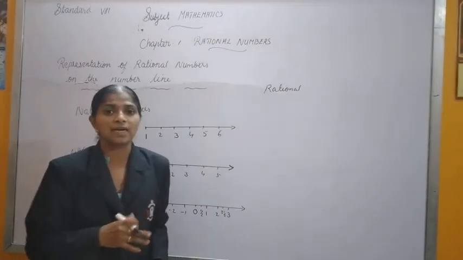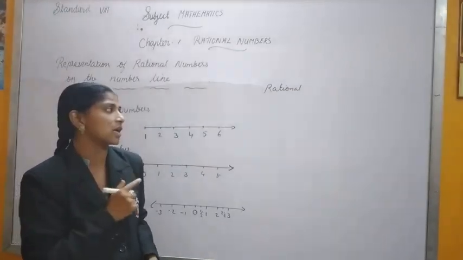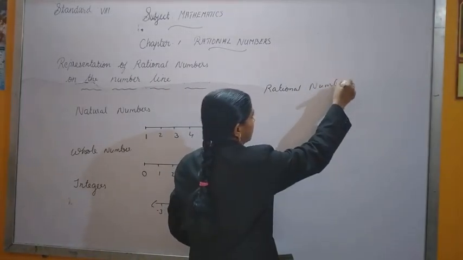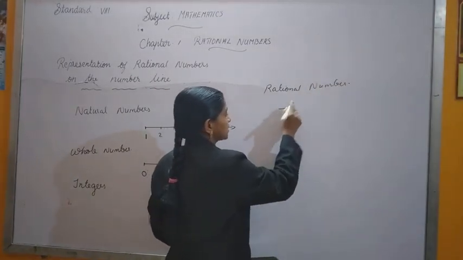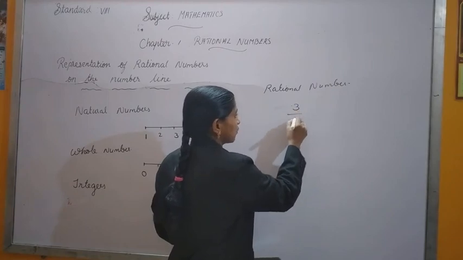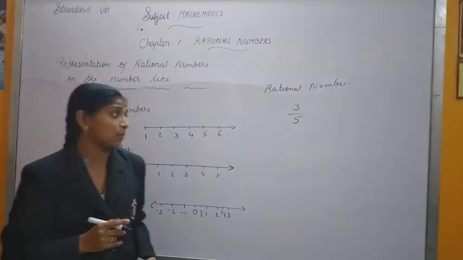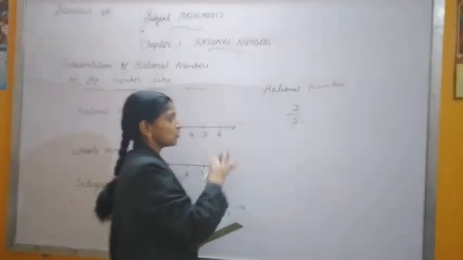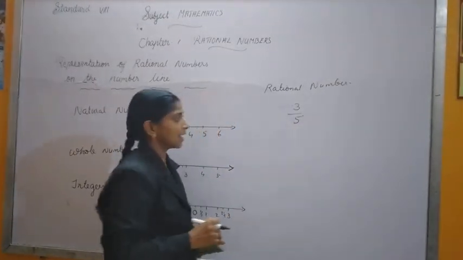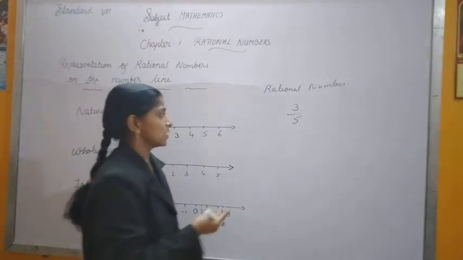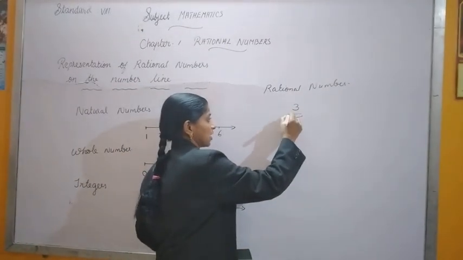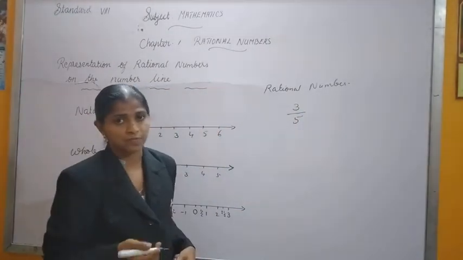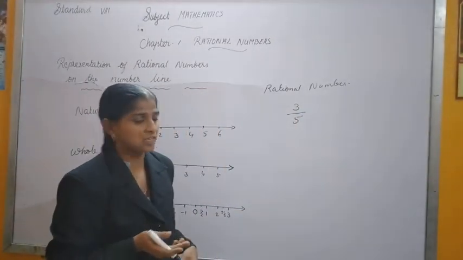Here we are going to study how to represent a given rational number on the number line. For that I will take an example: how to represent 3 upon 5 on the number line. Before marking on the number line, first we will check whether this rational number is proper or improper. The proper fraction and improper fraction we studied.